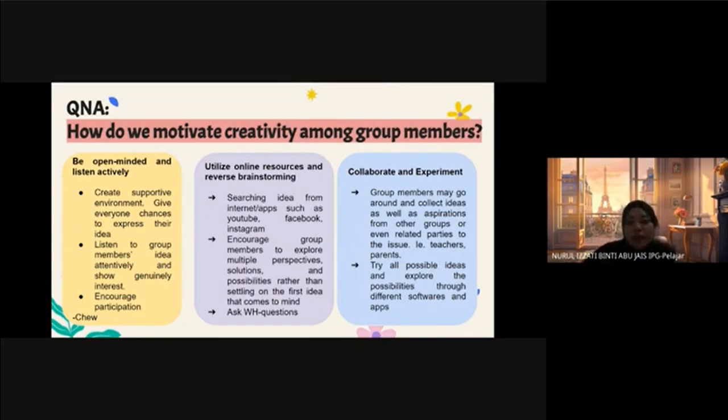And from the aspirations and ideas that they have collected from the teachers, parents, programmers, and other parties, they can try all the possible ideas and explore the possibilities through different software and apps, for example, Unity, Java, Python, and many other software, to create a new digital innovation or any other kinds of innovations.